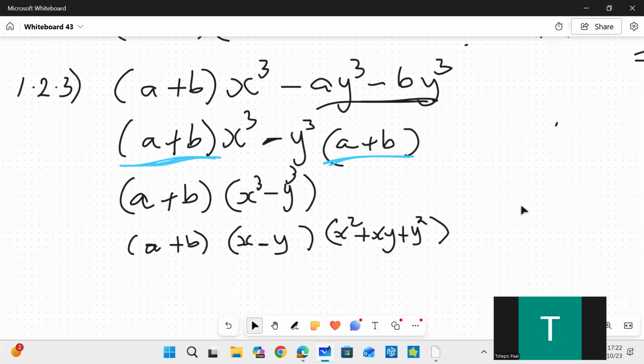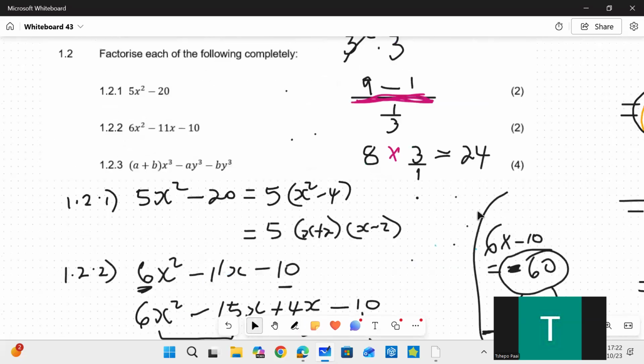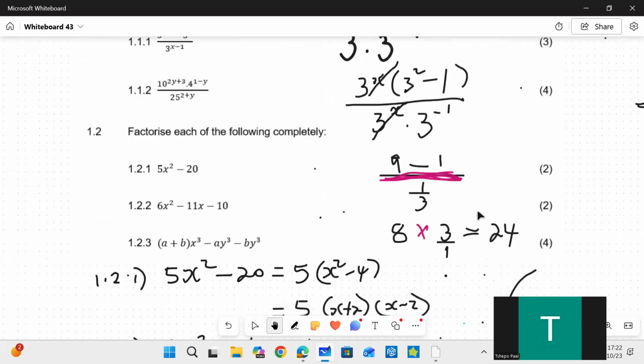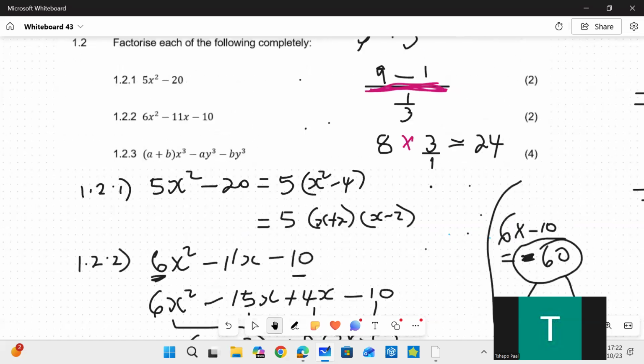Yeah, guys, thank you. This is how question 1 was supposed to be answered. Exponents, factorization. So that's how you will answer your question 1.